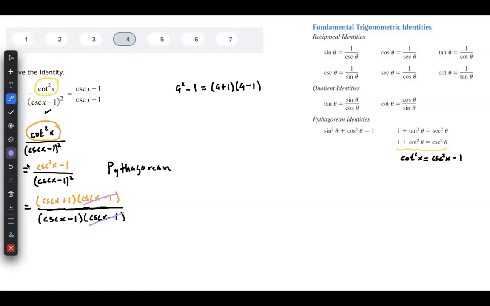But so fast, this was just algebra. I use factoring, and then I use algebra again to make it cosecant of x plus 1 divided by cosecant of x minus 1, with algebra once again. So those are the steps needed to reach the answer.